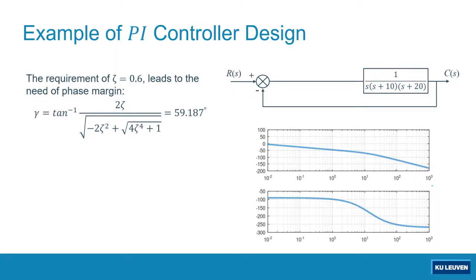Therefore, this requirement we have to translate it into one or more features that we can see from the Bode plot of the open loop transfer function in our unity feedback system. So, how to translate the requirement of damping ratio to one of these features?